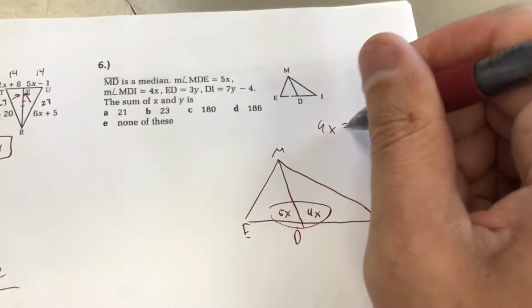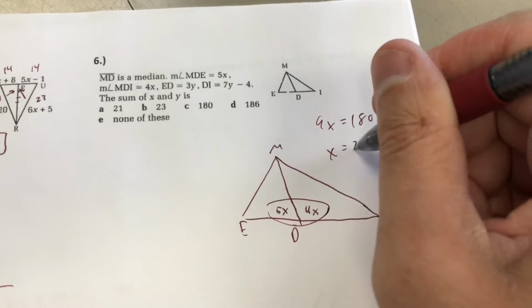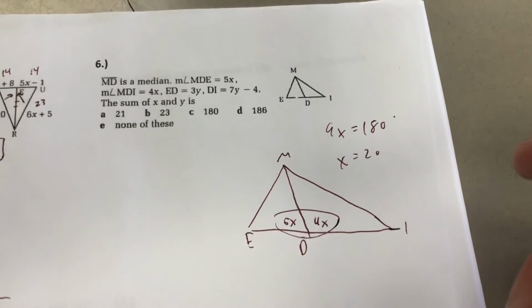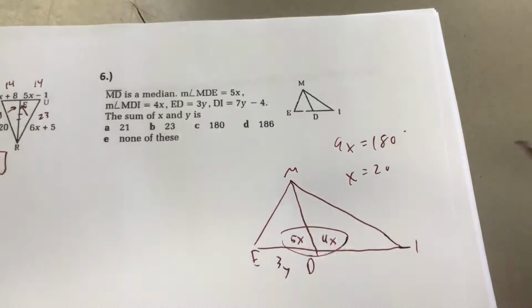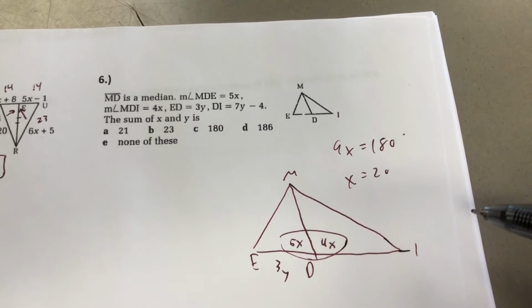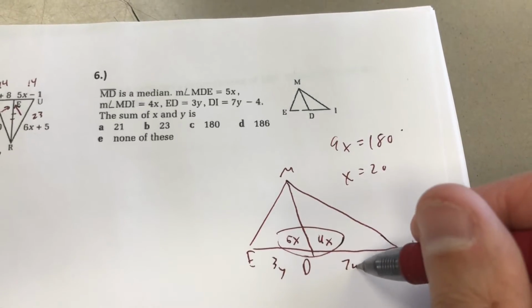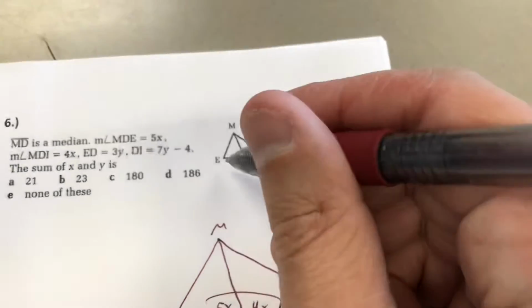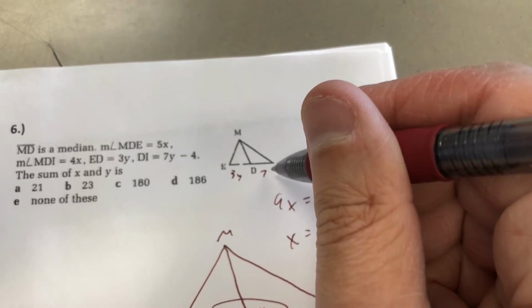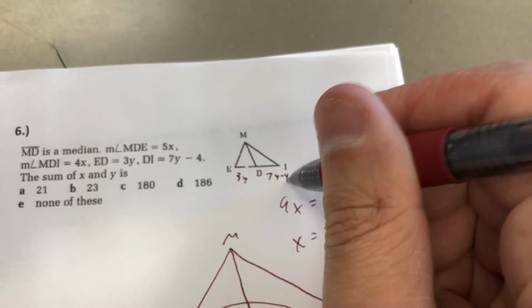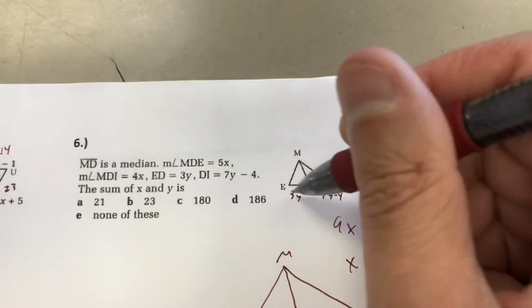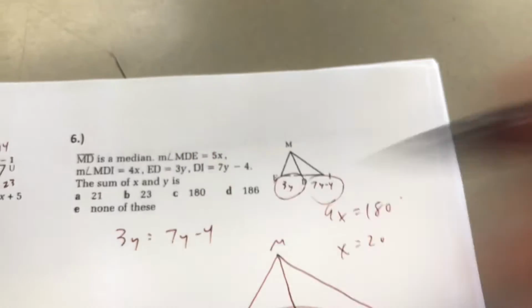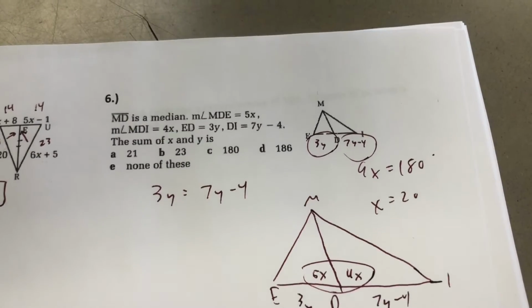We have 9 x's adding up to 180 degrees, so x is going to be 20. That might be helpful. They tell me the ED has a length of 3y, and DI has a length of 7y minus 4. Now this is one where I might want to use the original picture because my picture is not drawn to scale. If MD is a median, it goes to the midpoint of a side, so that means that 3y is going to be equal to the 7y minus 4, and we could solve that equation.